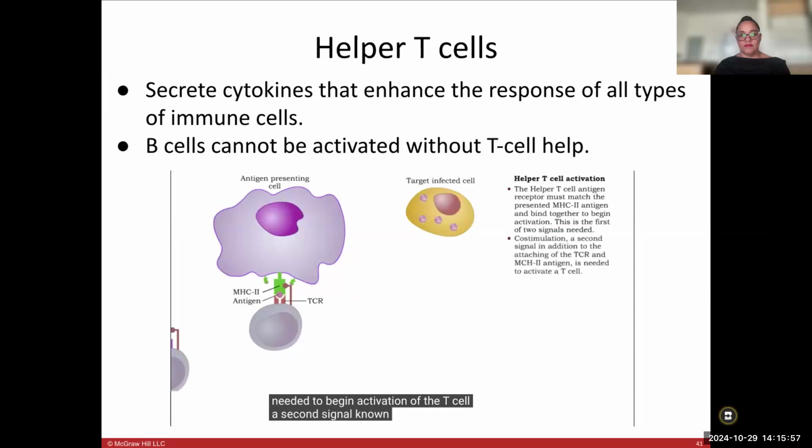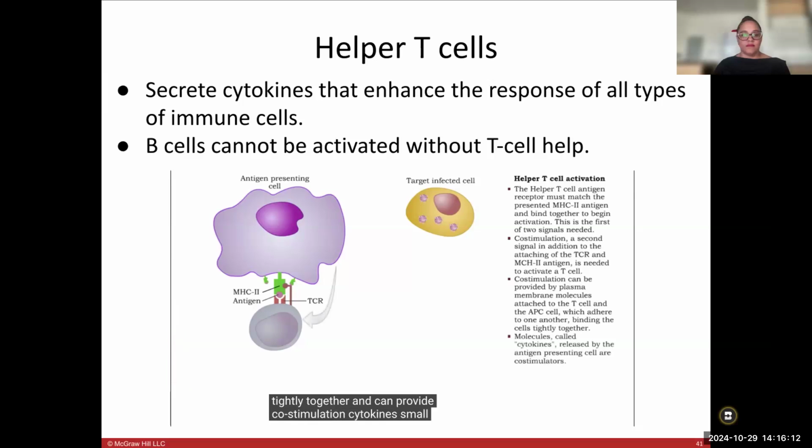A second signal, known as co-stimulation, must also occur. Pairs of molecules attached to the membranes of the T cell and the APC cell help bind the cells tightly together and can provide co-stimulation. Cytokines, small protein hormones, are released by the antigen-presenting cell and are co-stimulators.